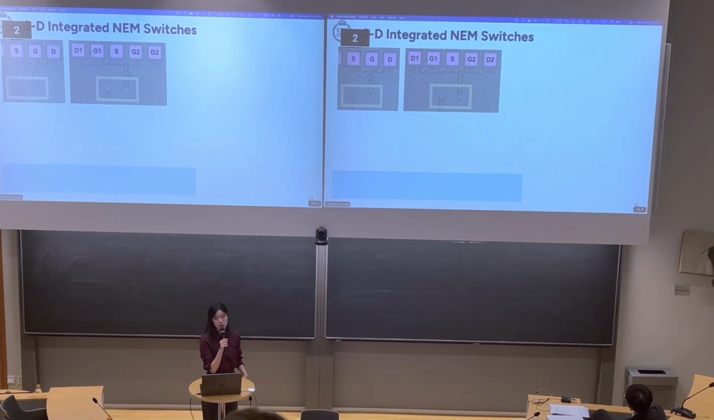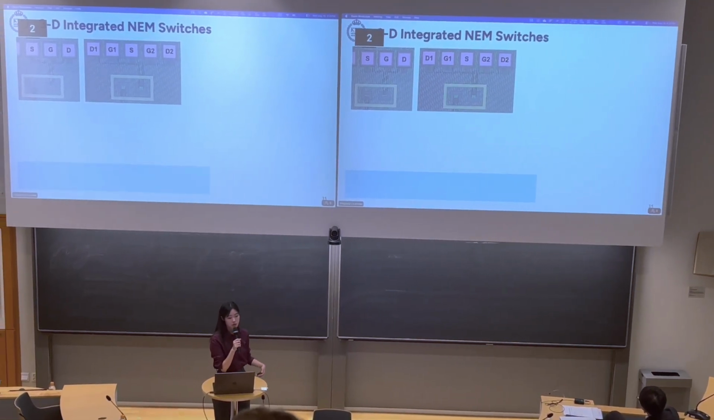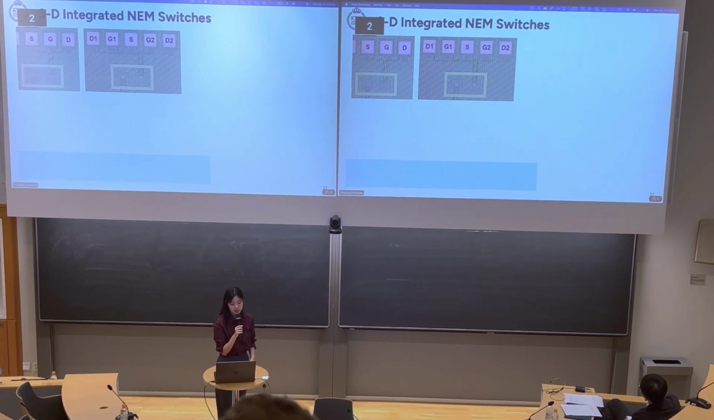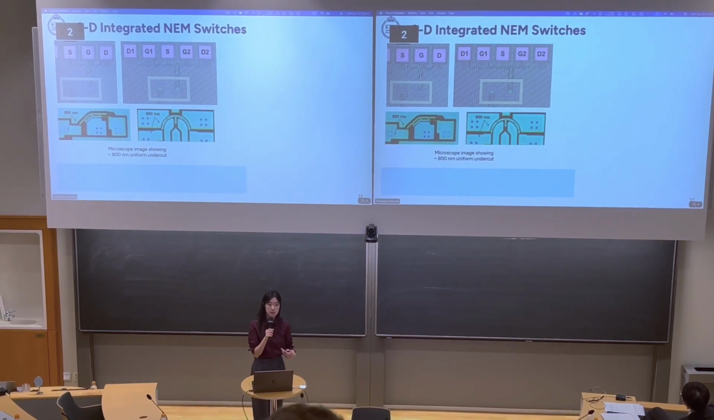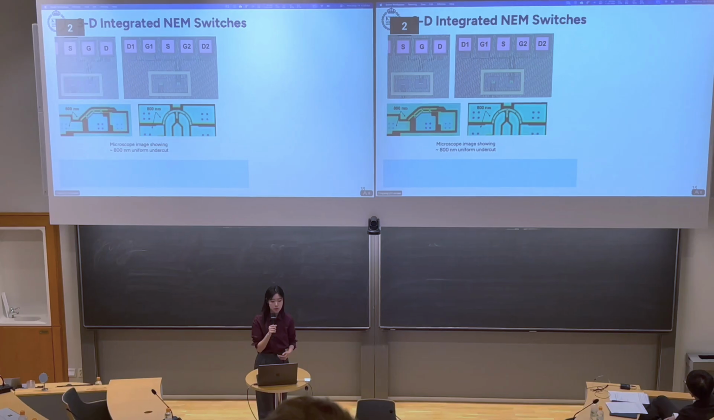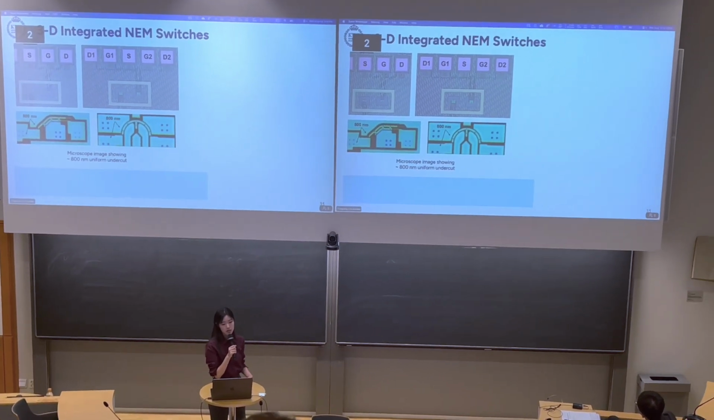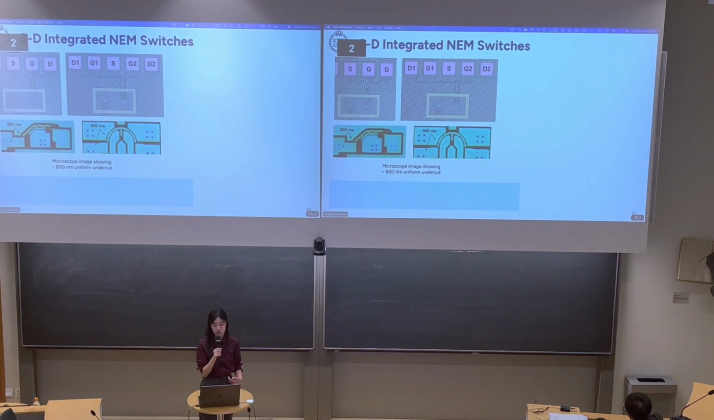And those are the switches with the interconnect routings and also the bond paths. And those are the released switches. You can see the undercut around the switches, they look very nice and uniform, and the undercut is roughly 800 nanometers.